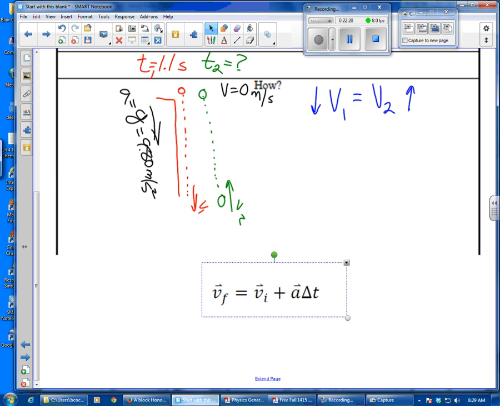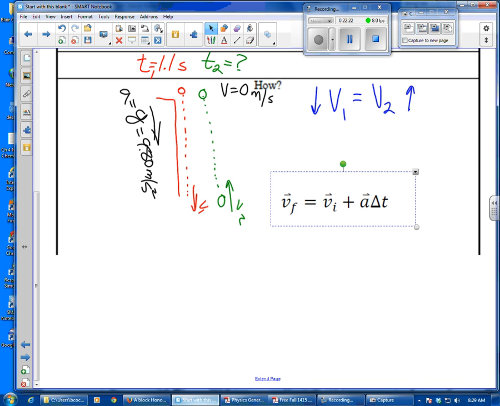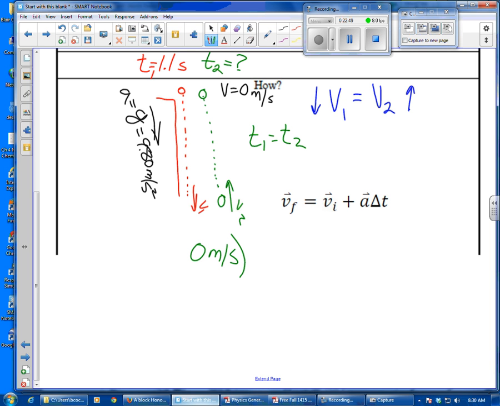How much time do we have left? So, V final. I'm doing this for the green ball now, so I might as well do it in green. I know that these two are equal now: time 1 equals time 2. That was our discussion right there. V final is going to be 0 meters per second. It's going to start at V2. I don't know what that is.